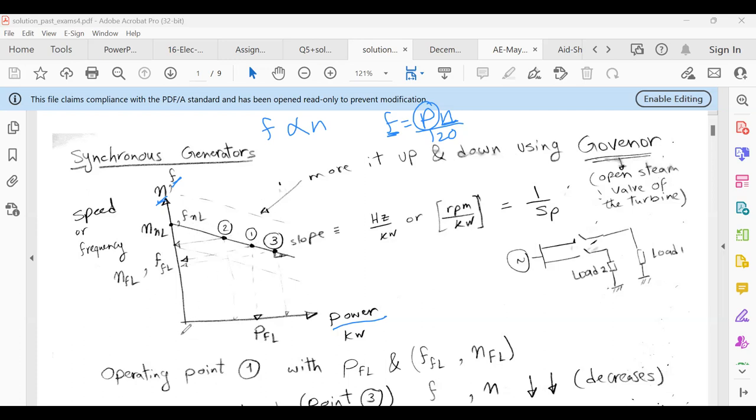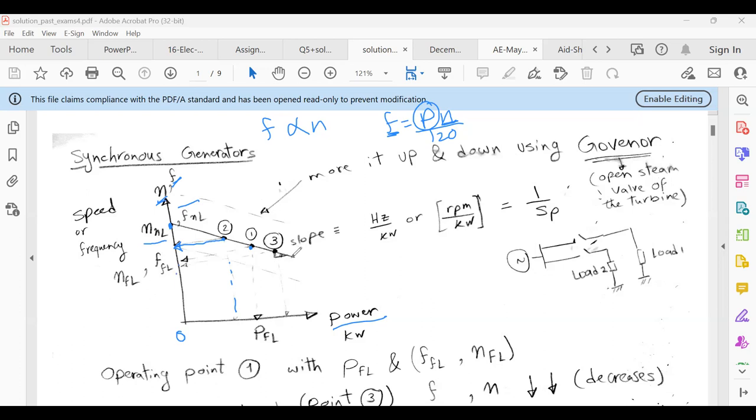What is the meaning of this slope? First, at zero power, there is something called the speed at no load or frequency at no load. Let's say your generator is rotating. You're giving the mechanical power through the prime mover, maybe hydro, water, or steam, and it's rotating. Once you add more load to the machine, what do you expect if you have only one generator, not connected to the grid, but connected to a load? Once you add the load, you will find that the frequency and speed decrease. You add more load, the frequency decreases, and so on.